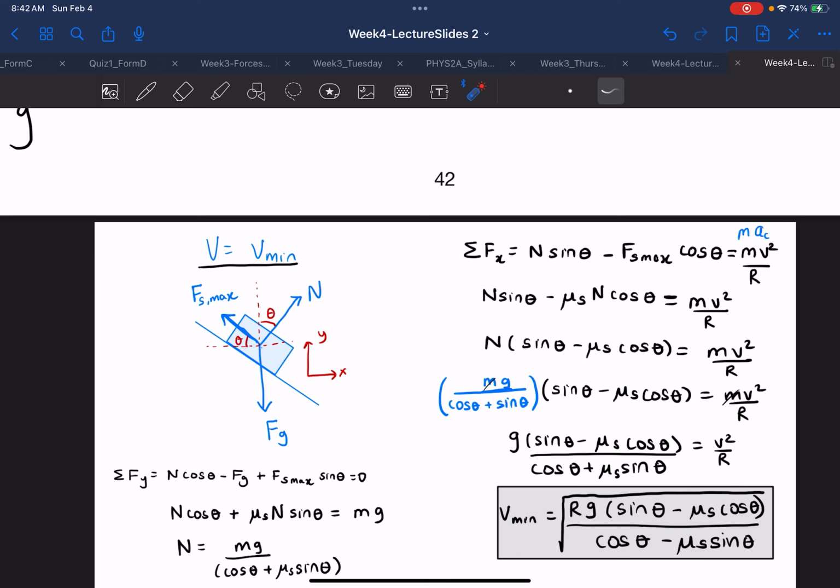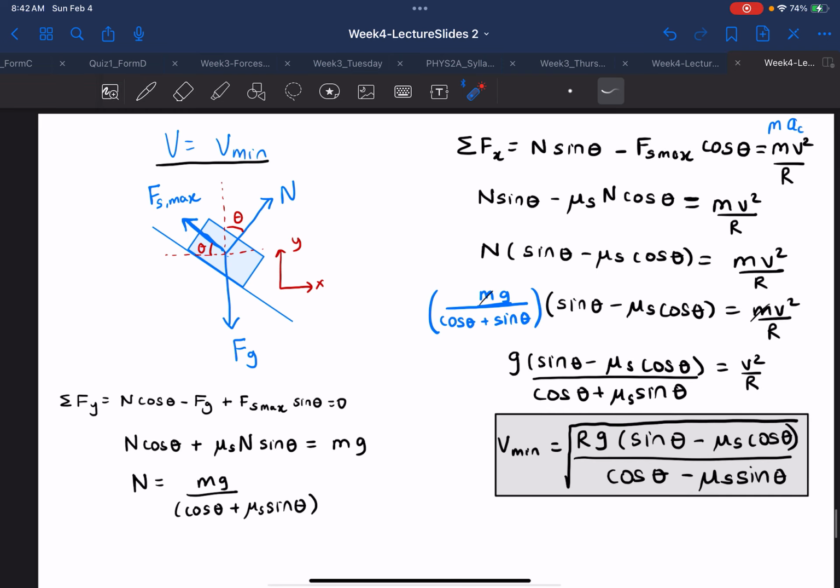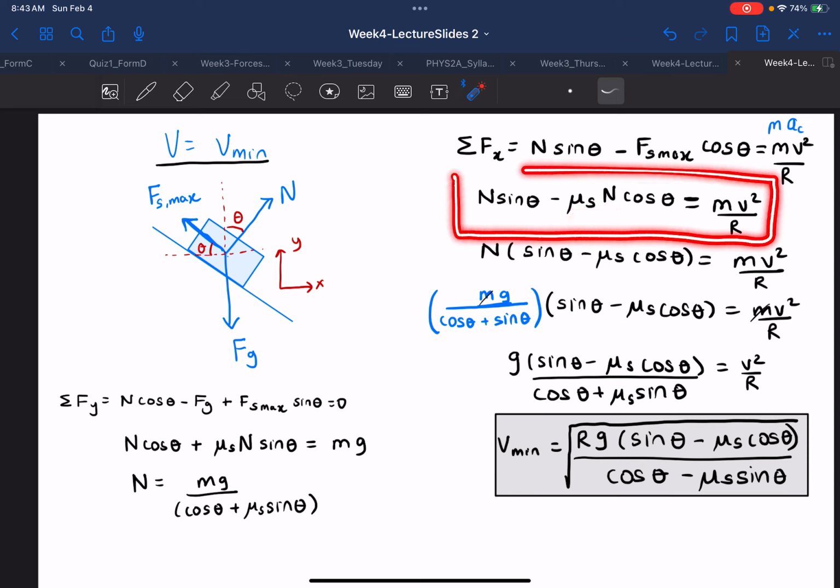All right, and note that we're assuming that we're maxing out friction in this case to get that minimum speed. So if we max out our static friction, we can plug in the expression that maximum force of static friction is mu sub s times n. So we have an equation here in terms of the velocity and the normal force.